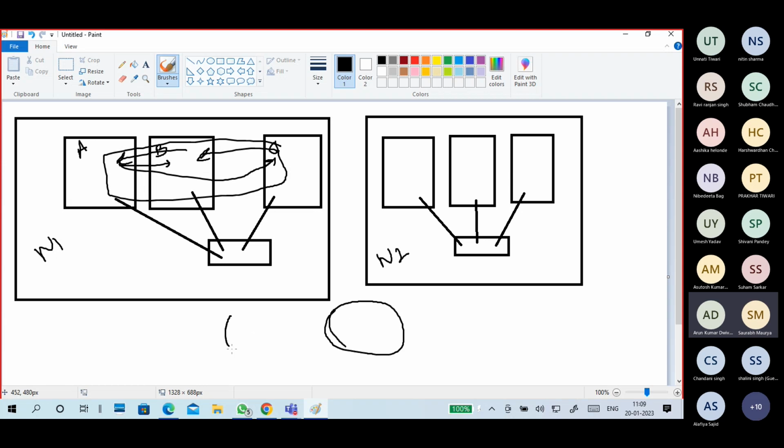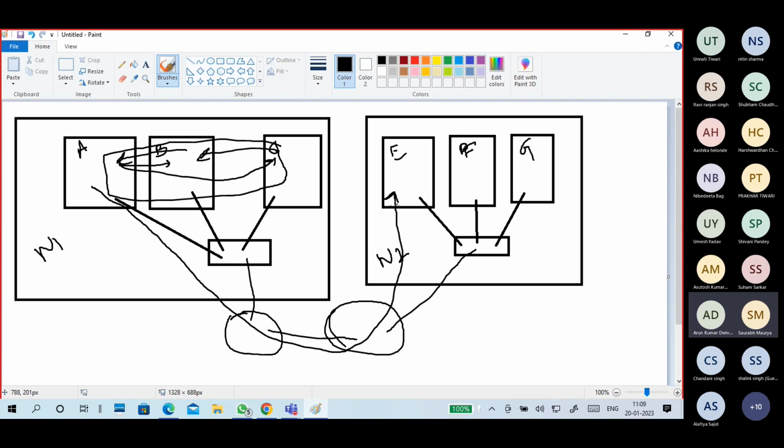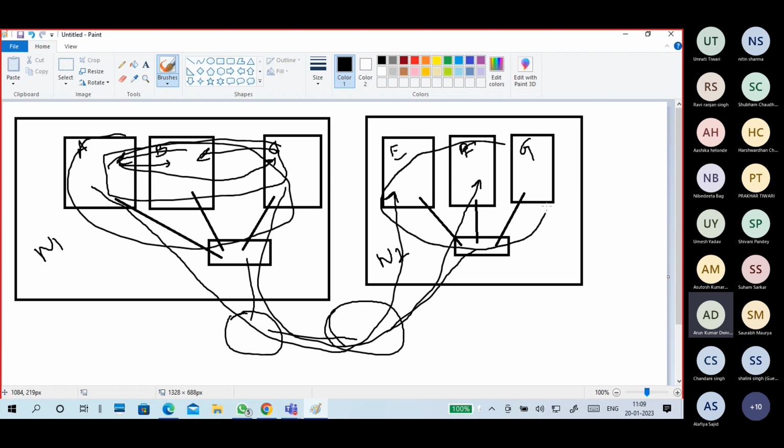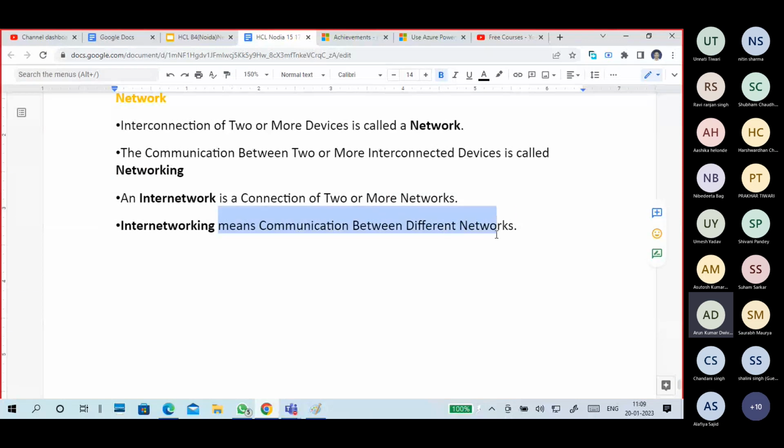What I have done is I connect these networks like this. Interconnection of two or more networks is called an internetwork. Communication between these devices: for example, A is able to communicate with E, C is able to communicate with F. Communication between two or more different networks is called internetworking. So internetworking means communication between different networks.